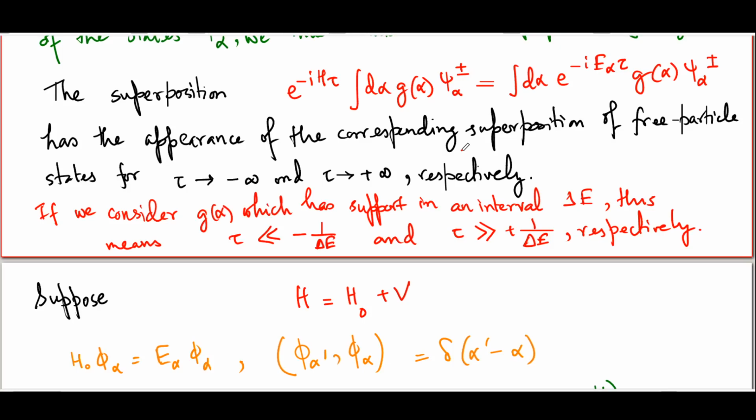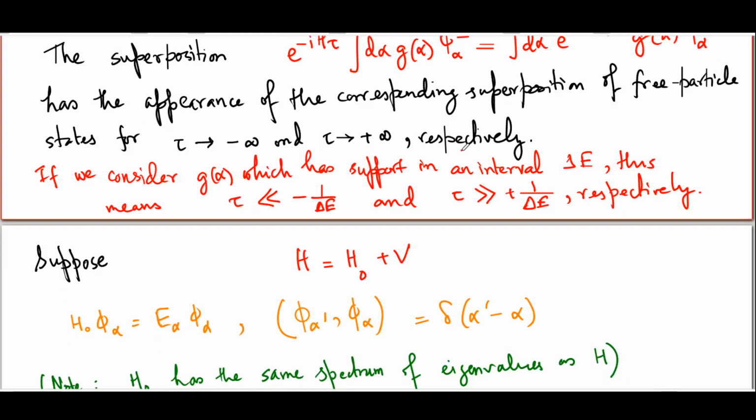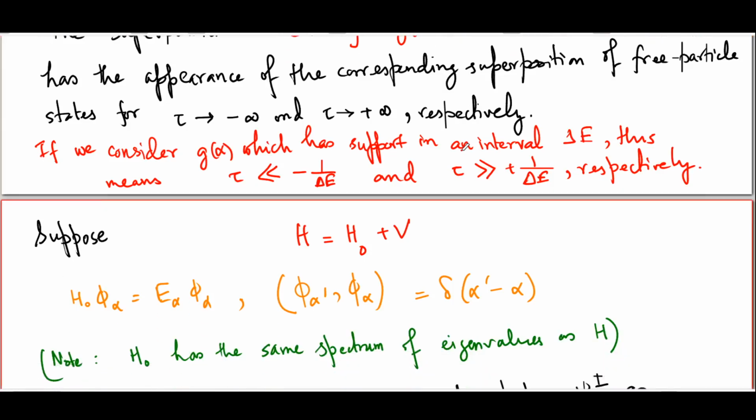And what we are claiming is the following. H0 has the same energy eigenspectrum as H. That is, the eigenvalues E alpha happen to be the same as the eigenvalues for H. So H0 acting on phi alpha equals E alpha phi alpha. The phi alphas, of course, do not match the corresponding H eigenfunctions, but the eigenvalues are the same. And, of course, the phi alphas form an orthonormal complete set.